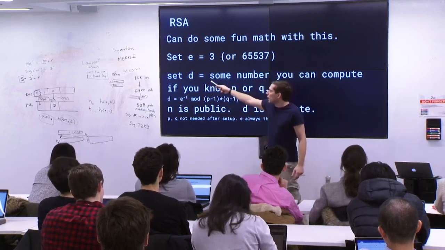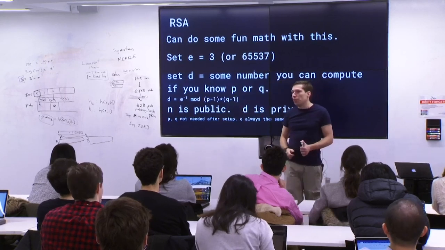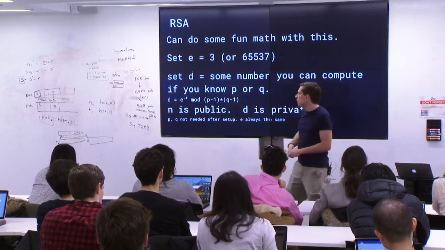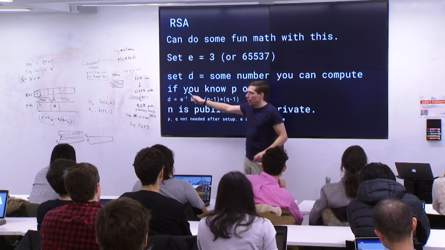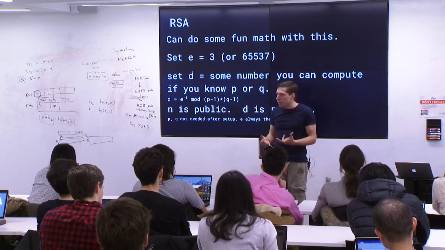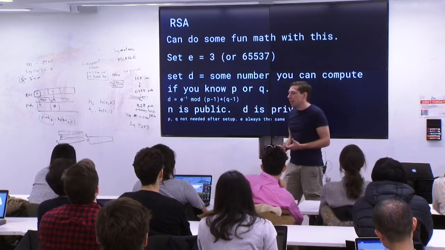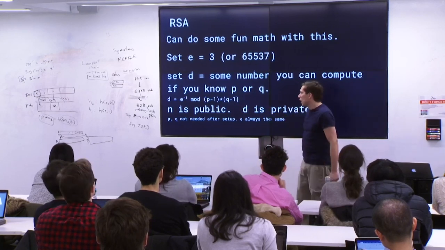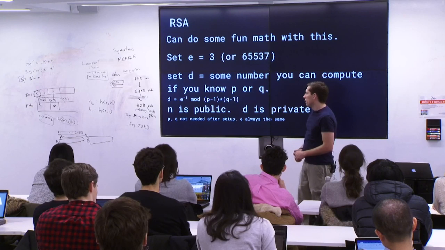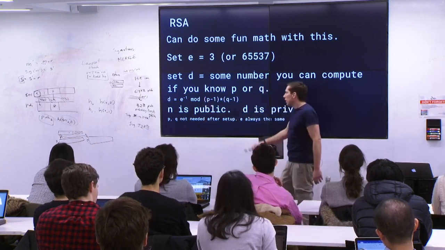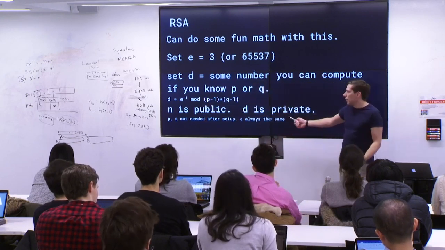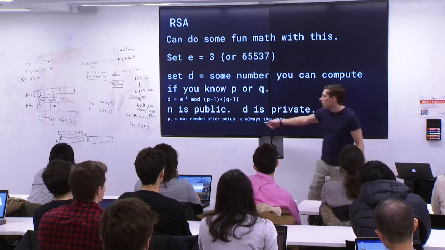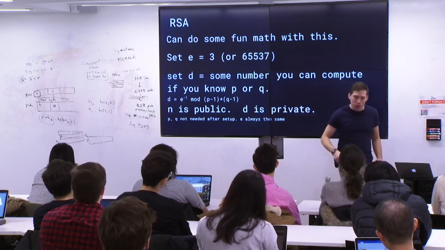And then D is a number that you can compute if you know what P and Q are. So this is the private key, right? P and Q itself can be seen as the private key, but you can actually compute this D number and then discard P and Q. So this is how you compute D, whatever. But the idea is N is your public key and D is your private key. E is always the same, and P and Q you can discard afterwards.